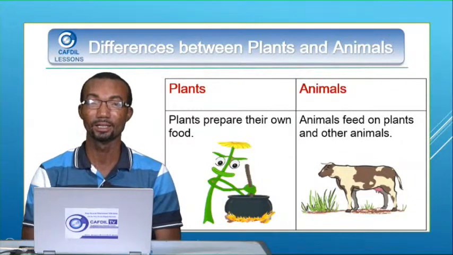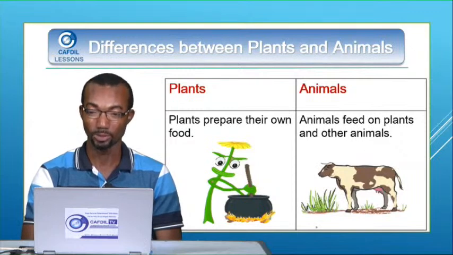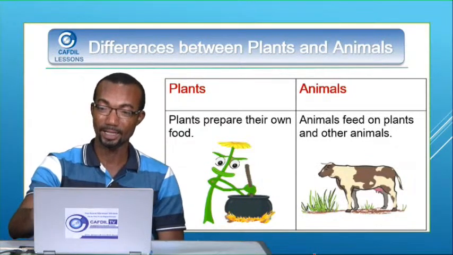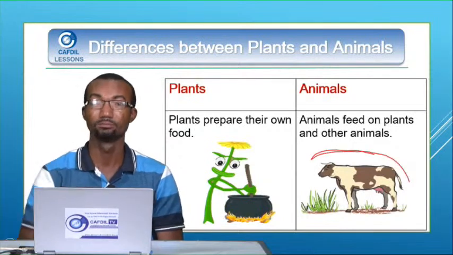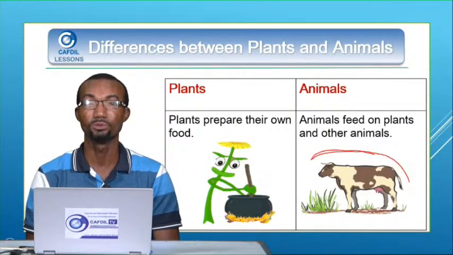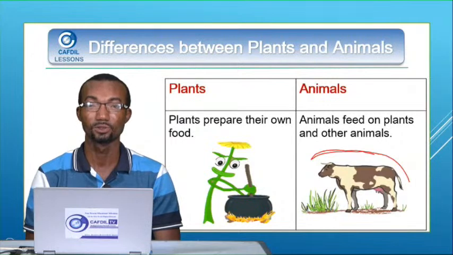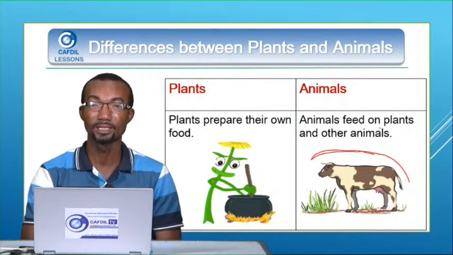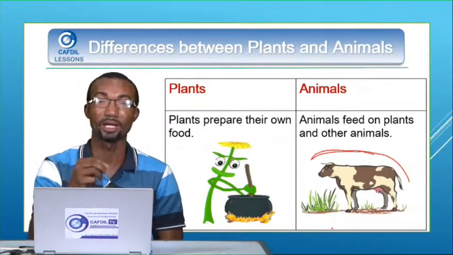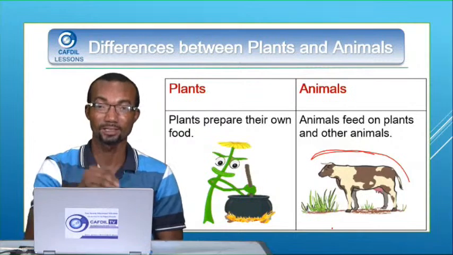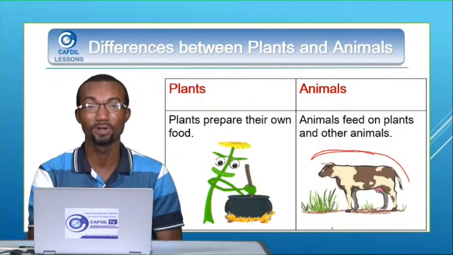But when you look at the animal, you see that the cow here cannot prepare any food. So they feed on plants and other animals. So the cow does not prepare its own food, but they eat the food that plants have prepared. So the difference is that plants prepare their own food, and then the animals also eat the plants. So if there are no plants, some of the animals cannot survive.